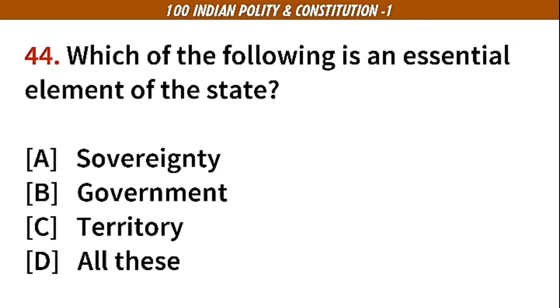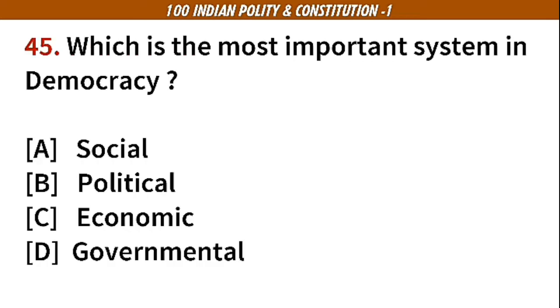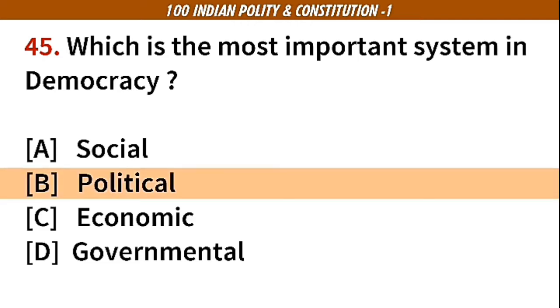Which of the following is an essential element of the state? Answer D. All of these: sovereignty, government and territory. Which is the most important system in democracy? Answer B. Political.